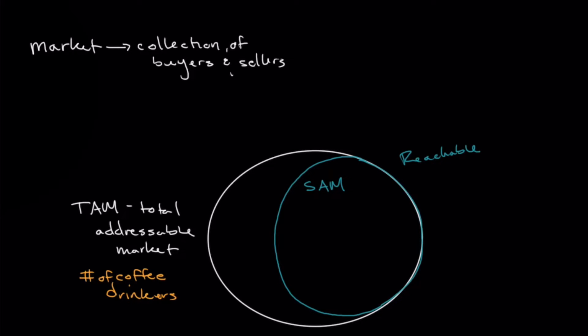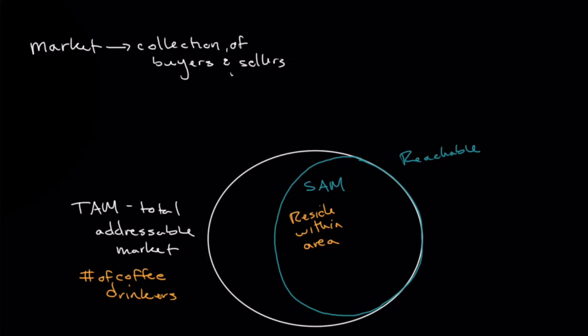So where the total addressable market refers to everyone that could potentially be a buyer, it doesn't necessarily incorporate our ability to serve that particular market. So the serviceable addressable market is all about the number of people that are reachable. So in our example, we're talking about a coffee shop. So we're not just dealing with the number of coffee drinkers, but we're also dealing with the number of coffee drinkers that maybe reside within a specific area.